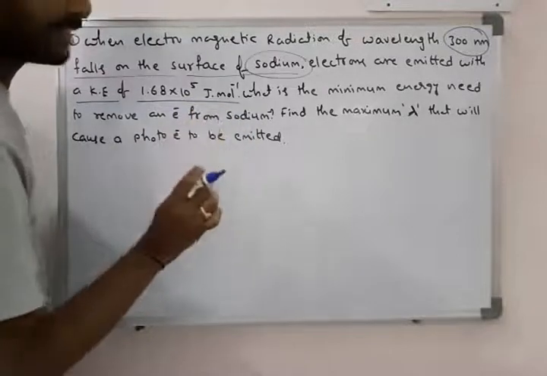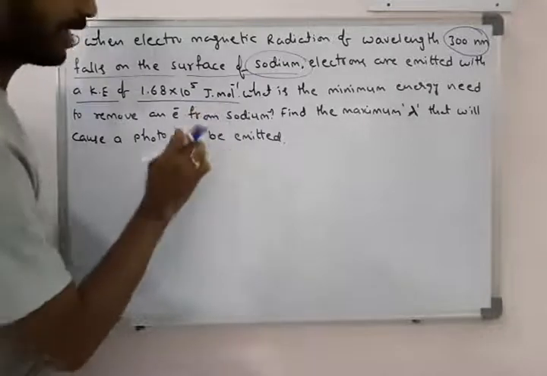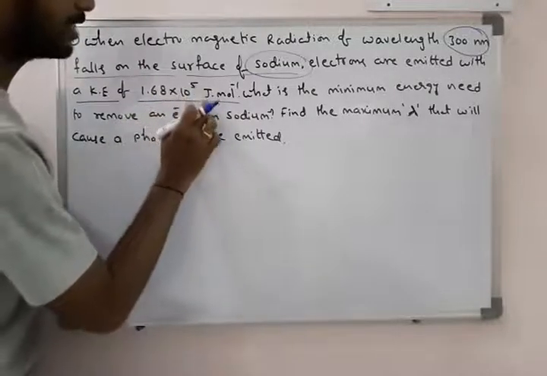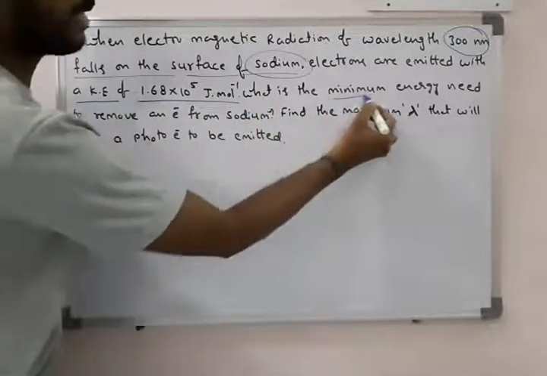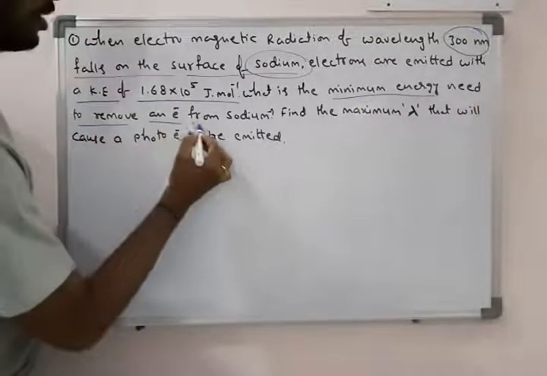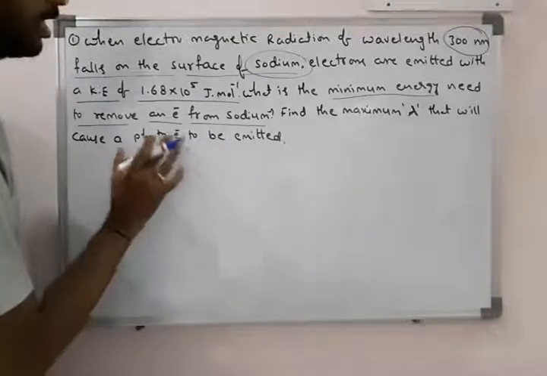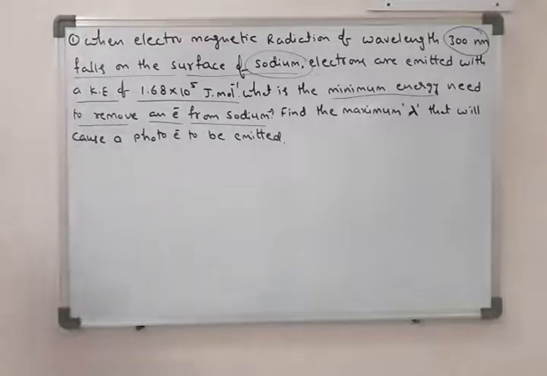Here the kinetic energy is given per mole of electrons, not for one electron. It is given as 1.68 into 10 to the power of 5 joules per mole. So we need to find the minimum energy needed to remove an electron from sodium. So this is the first problem.